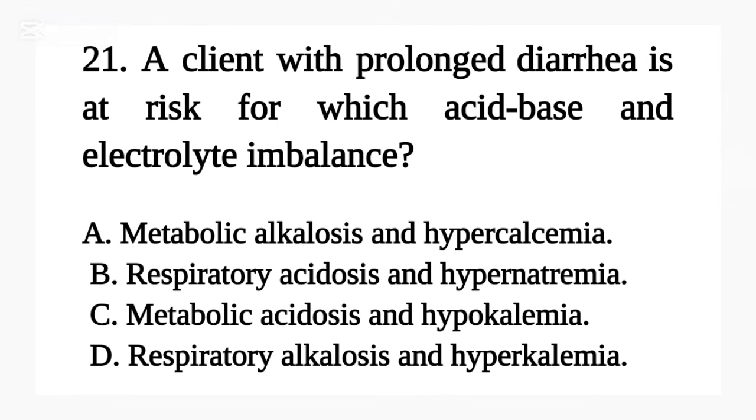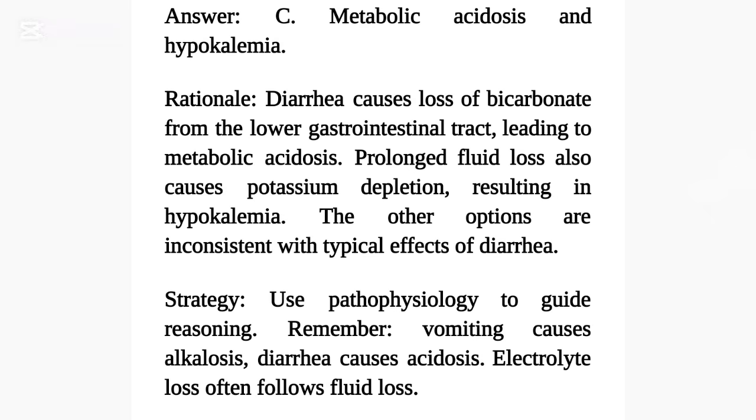21. A client with prolonged diarrhea is at risk for which acid-base and electrolyte imbalance? A. Metabolic alkalosis and hypercalcemia. B. Respiratory acidosis and hypernatremia. C. Metabolic acidosis and hypokalemia. D. Respiratory alkalosis and hyperkalemia. Answer: C. Metabolic acidosis and hypokalemia.